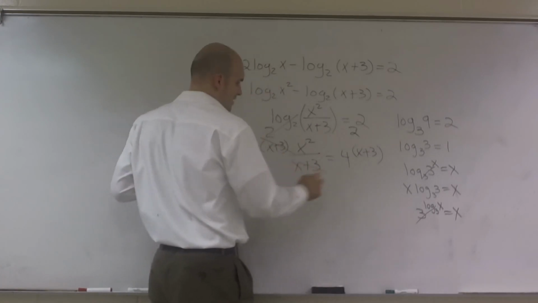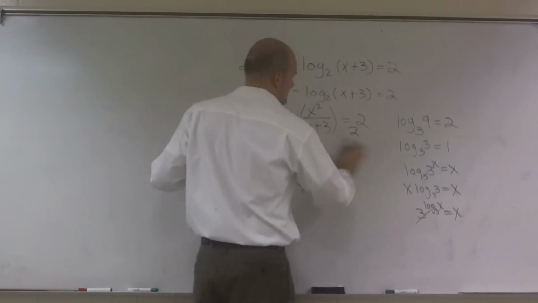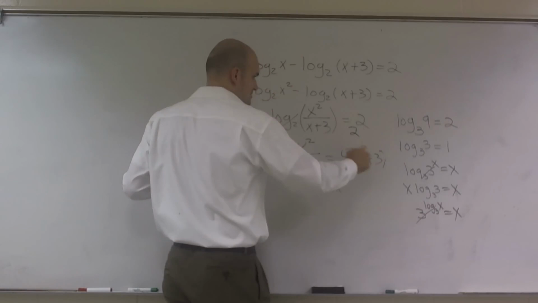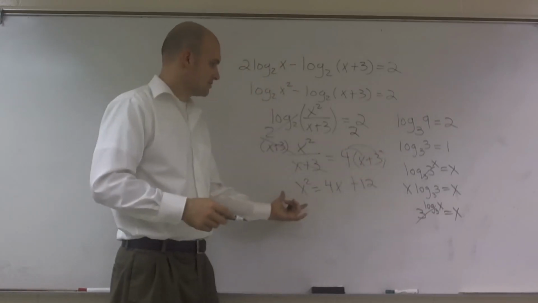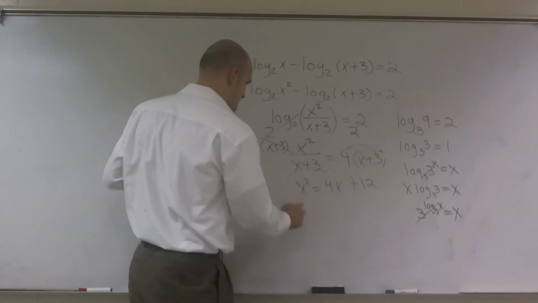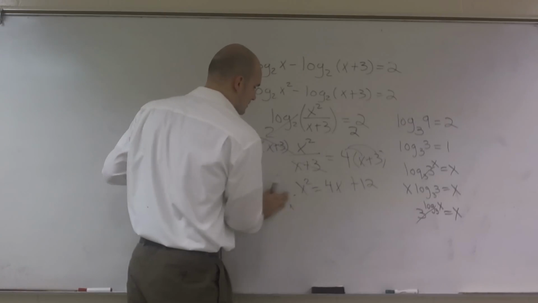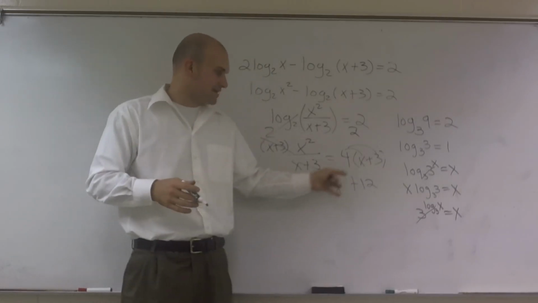Therefore, those will cancel out, and I'm left with x squared equals 4 times x. Let's write that a little bit better. 4 times x, as I do distributive property, plus 12. Then, let's get them all to the same side by subtracting. So now, let me explain why I'm doing this. So I have x squared equals 4x plus 12.